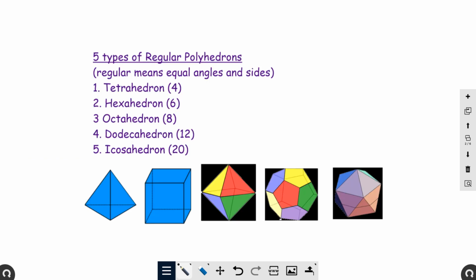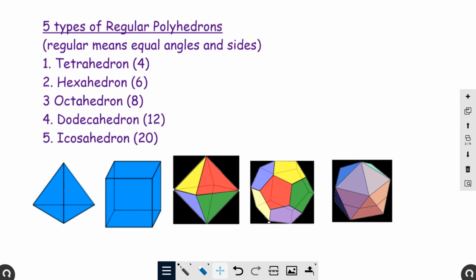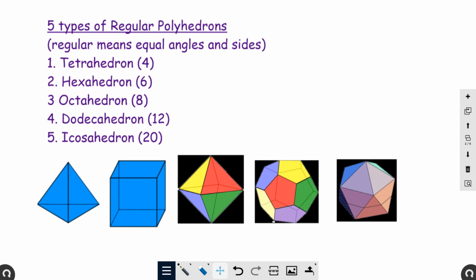All right, we have these 5 types of regular polyhedrons. You do not have to draw the pictures, but do write down the 5 types of regular polyhedrons. The dodecahedron. You do need to memorize these 5 names that you have. Now, spell them close enough to what it should be.